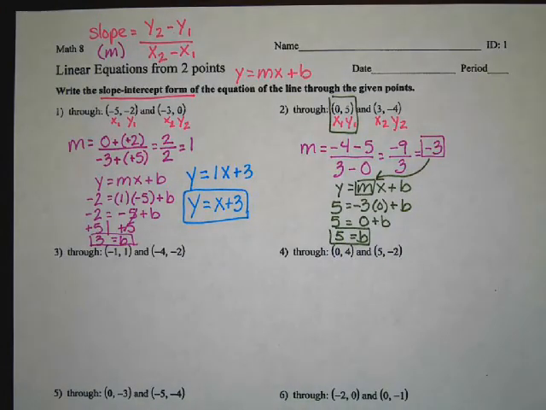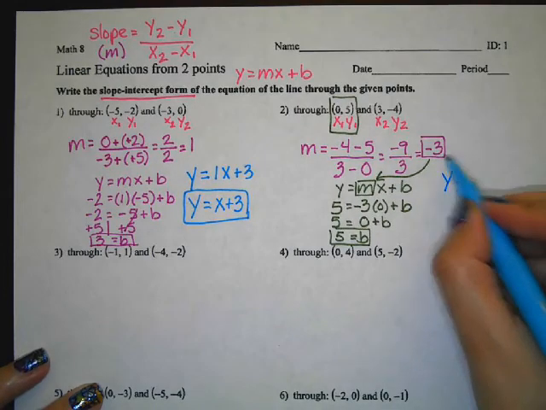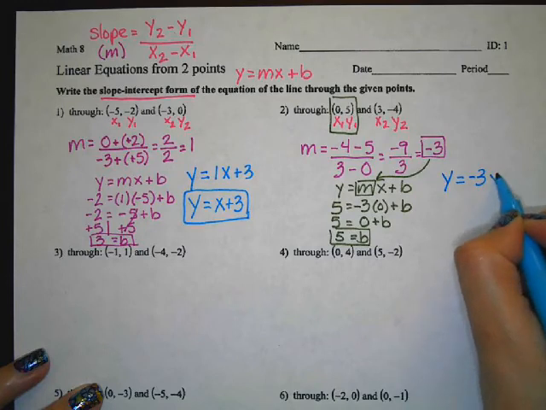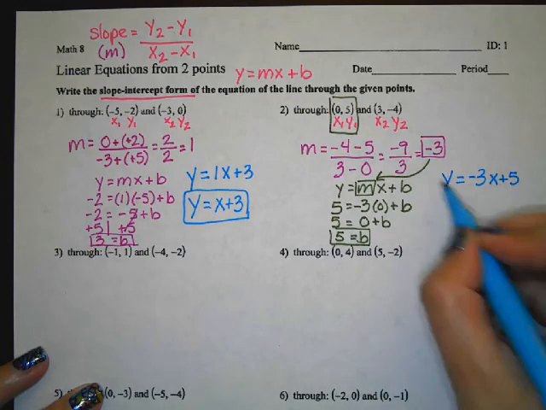So my final answer is going to be my equation, y equals m, which is negative 3x. It's a positive 5, so plus 5. There's my answer.